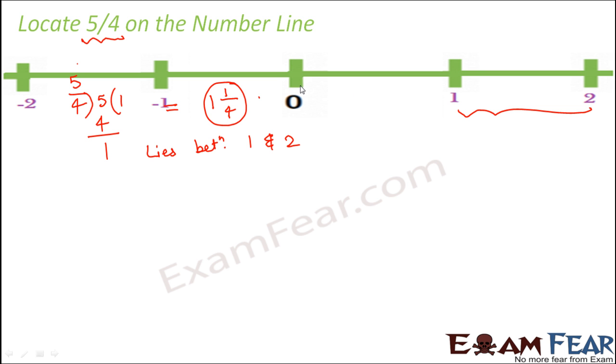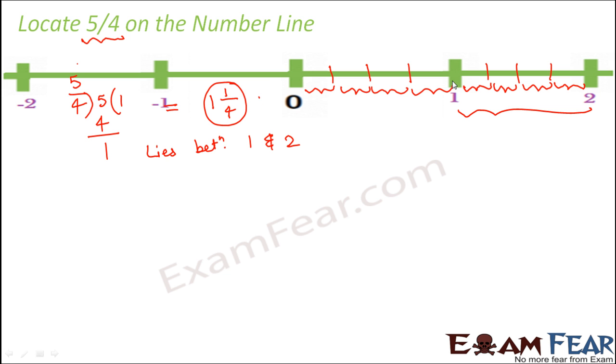Okay, so now we are going to divide this particular region, that means 1 unit. From 0 to 1 we are going to divide it into 4 equal parts. That is what we have learned, right? 5 parts out of 4 parts. So the denominator is 4, so we will divide this region into 4 equal parts. 1, 2, 3, 4. Similarly 1, 2, 3 and 4. Here also 1, 2, 3, 4.